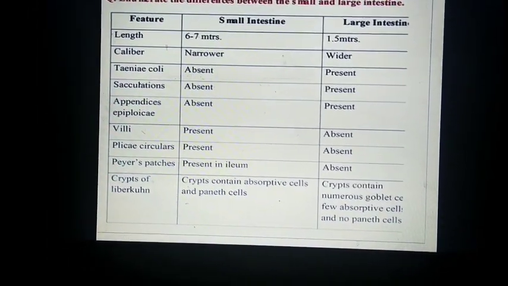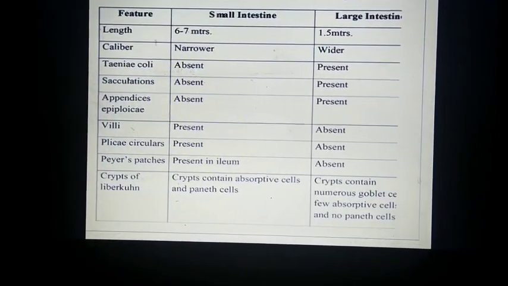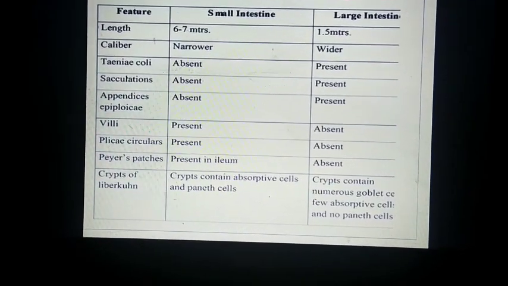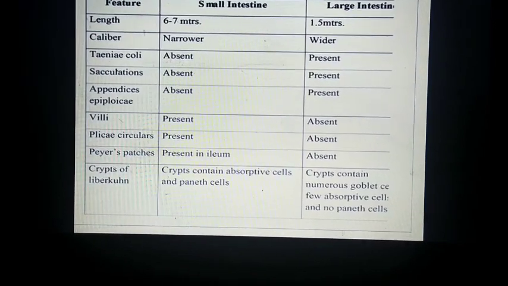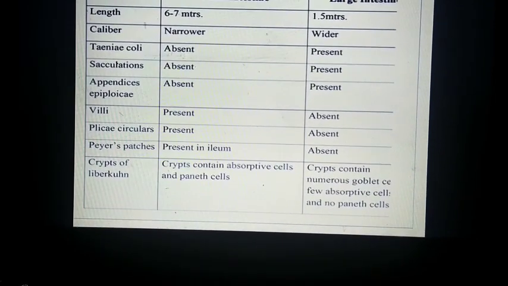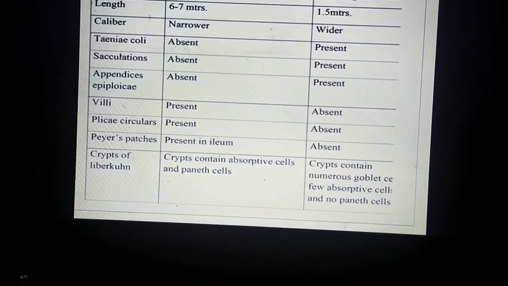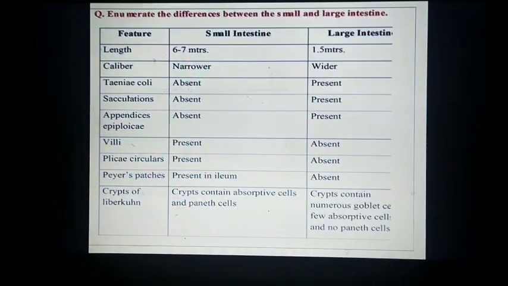Peyer's patches are present in the ileum, but absent in the large intestine. Crypts of Lieberkühn: in the small intestine, the crypts contain absorptive cells and Paneth cells. The crypts in the large intestine contain numerous goblet cells, few absorptive cells, and no Paneth cells. You can go for the next slide.